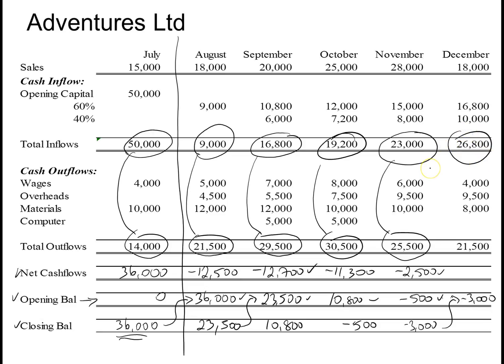Now things improve a bit in December. They're projecting to have 26,800 coming in, 21,500 going out, which is a positive cash flow of 5,300, which means at the end of December we will be looking at a projected cash figure of 2,300, and it's a plus figure, which means they're projecting to have that cash. Okay, that ends this particular example. Thank you.